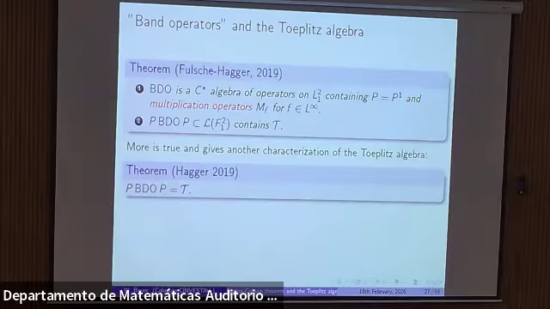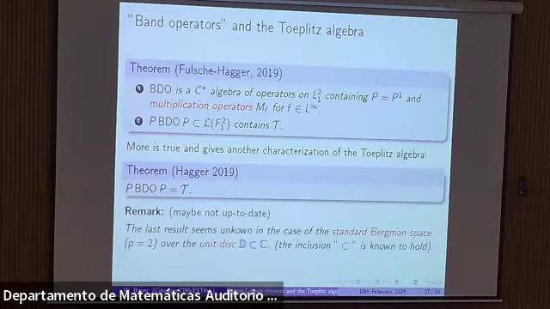That's another way of localization. And maybe this last remark is not up to date. It seems that for the standard Bergman space over the disk, the same thing might be unknown. One inclusion is true. The other one, I'm not sure whether this is known by now. Maybe one of these inclusions is open for the Bergman space.